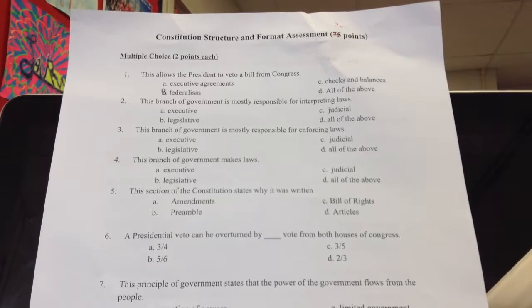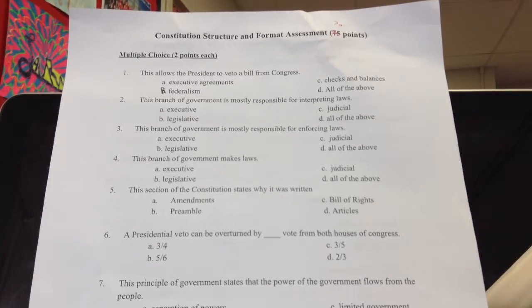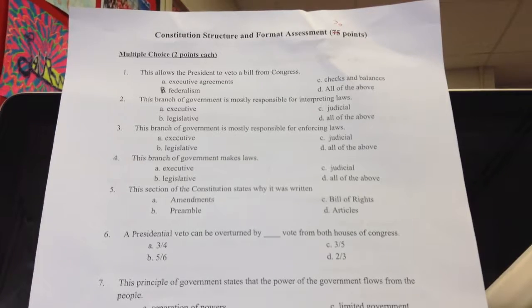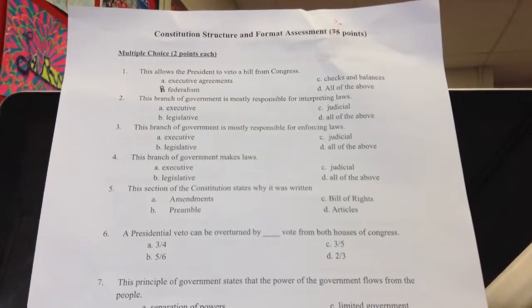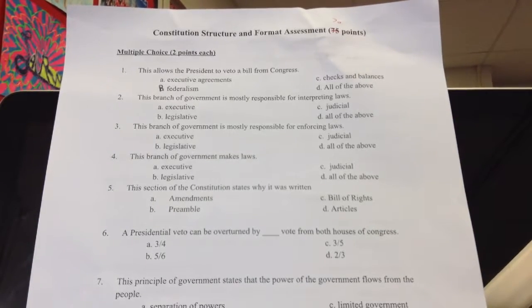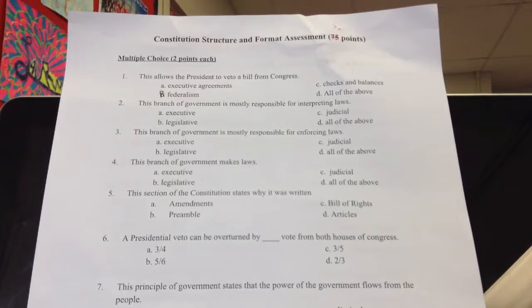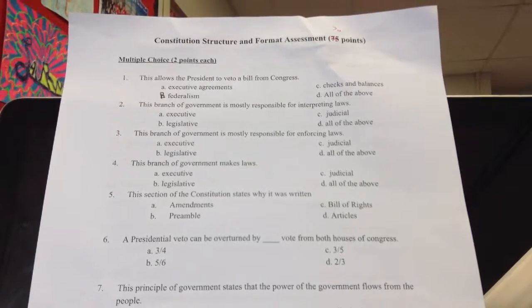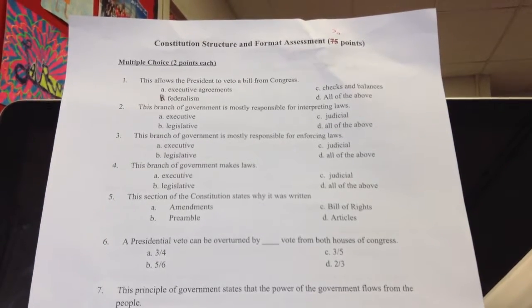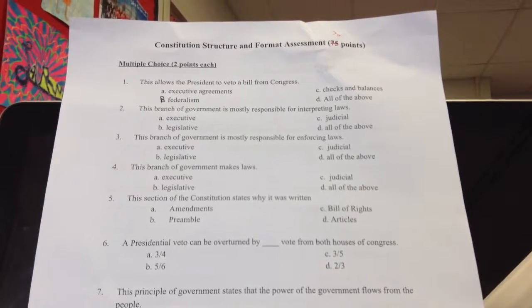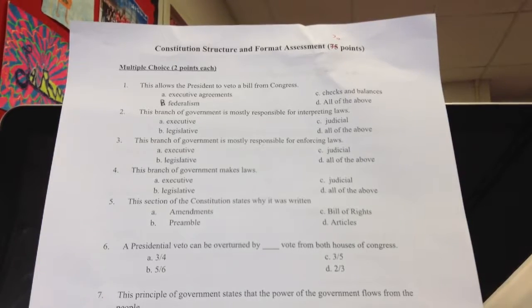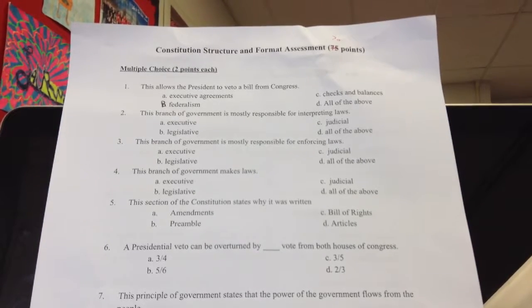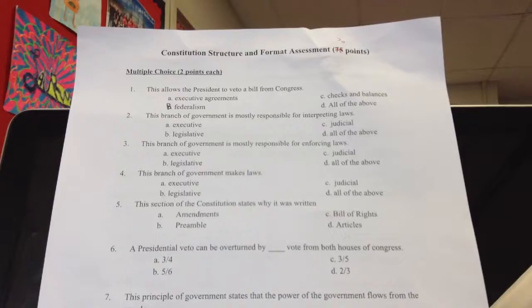Number 1. This allows the President to veto a bill from Congress. A. Executive agreements. B. Federalism. C. Checks and balances. D. All of the above. Number 2. This branch of government is mostly responsible for interpreting laws. A. Executive. B. Legislative. C. Judicial. D. All of the above.